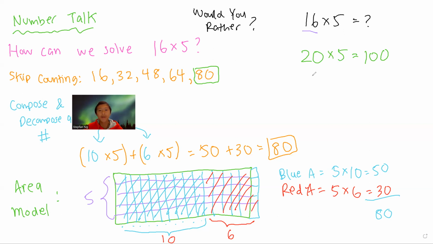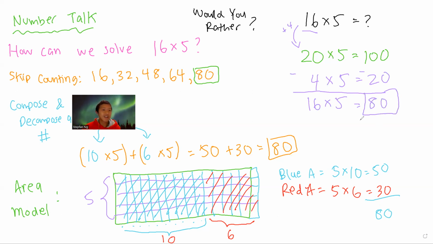So no problem. I'll just do 4 times 5. Keep in mind, we had to go plus 4 here, right? So 4 times 5 is 20. Now we want to take away that 4 again and multiply by 5. And when we do that, we will get 16 times 5. And we know 100 minus 20 is 80. And that's another way we can solve it.